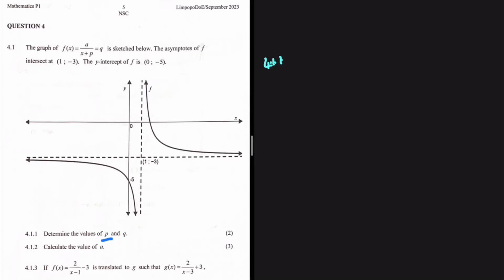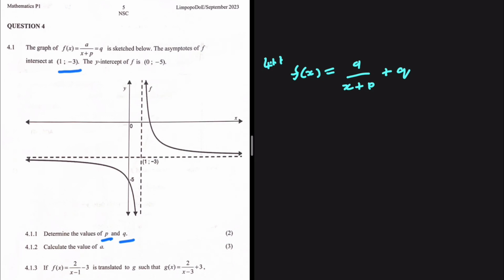Determine the values of P and Q if the asymptotes intersect at x equals 1 and y equals minus 3. So we are given the equation of f of x. It is said to be equal to a divided by x plus p, plus q.